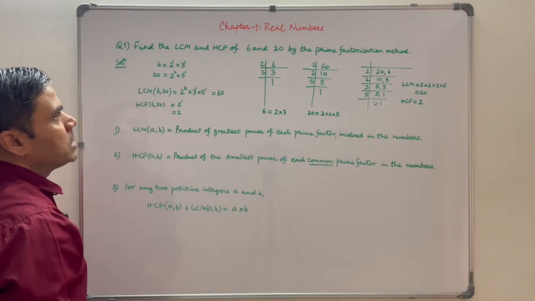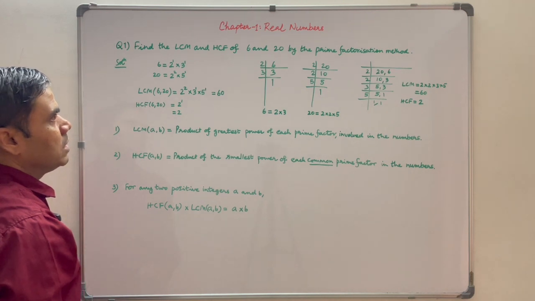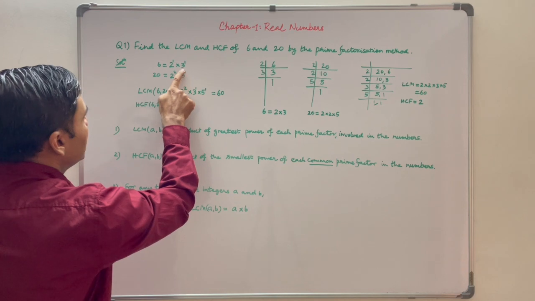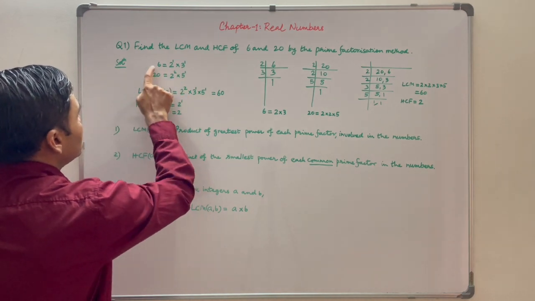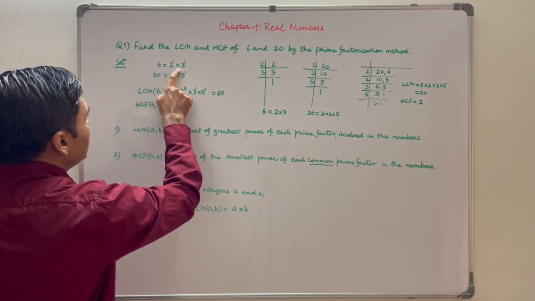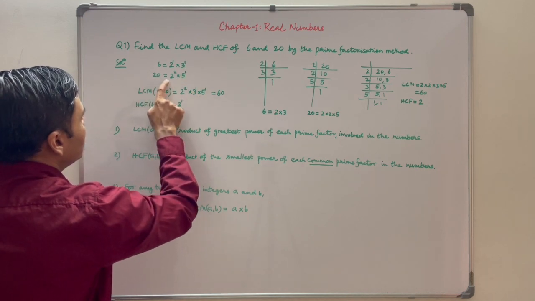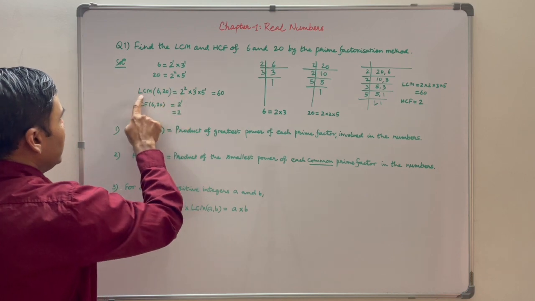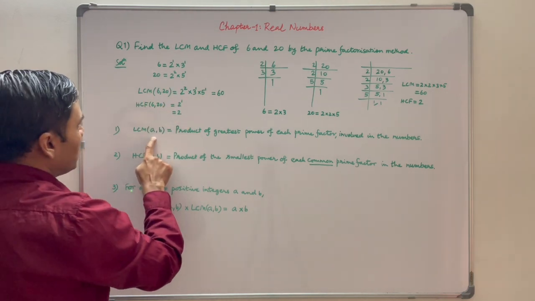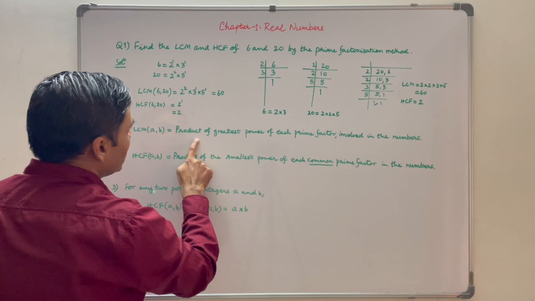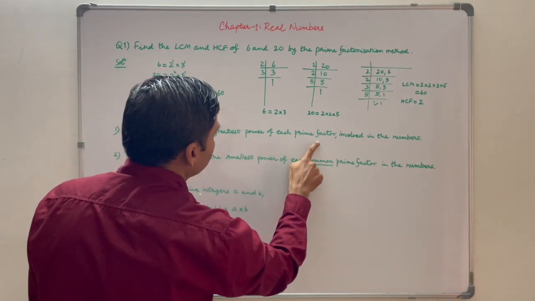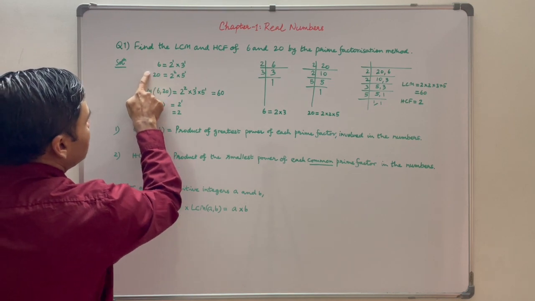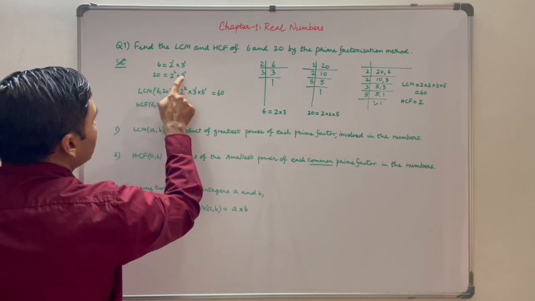We have to solve this question by prime factorization method. So first step is to write as multiplication of primes with their powers. So 6 is equal to 2 to power 1 into 3 to power 1 and 20 is equal to 2 to power 2 into 5 to power 1. Now LCM of these two numbers will be the product of greatest power of each prime factor involved in the numbers. So what are the prime factors involved in these two numbers? Will be 2, 3 and 5.